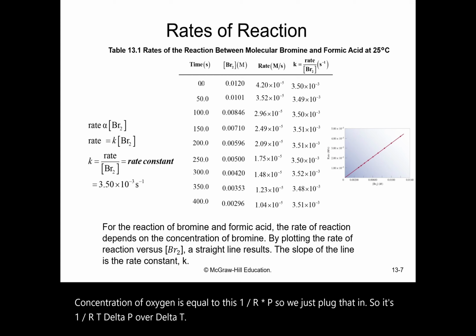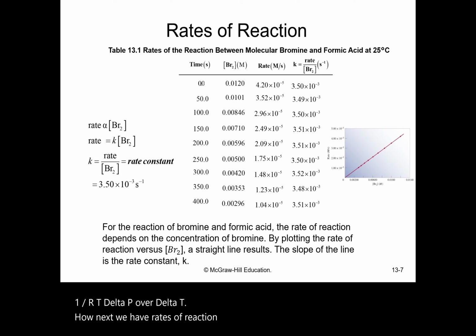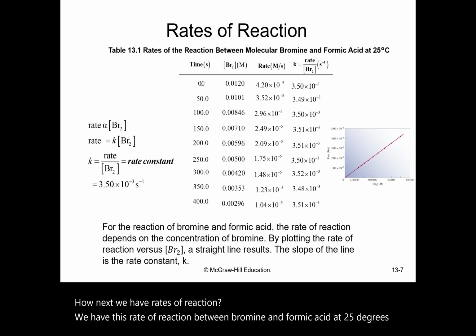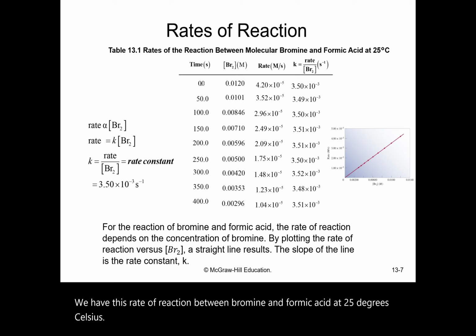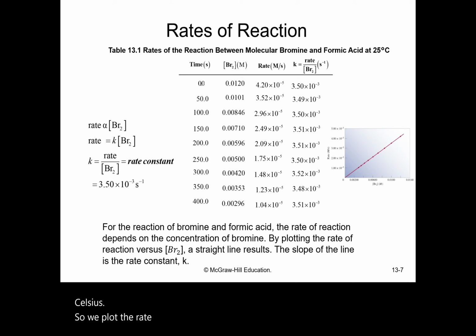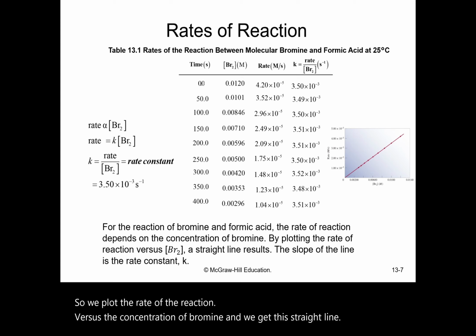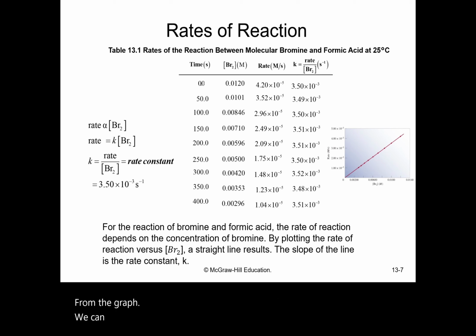Next we have rates of reaction. We have this rate of reaction between bromine and formic acid at 25 degrees Celsius. So we plot the rate of the reaction versus the concentration of bromine, and we get this straight line. From the graph, we can try to find the slope of the line to get the rate constant K.